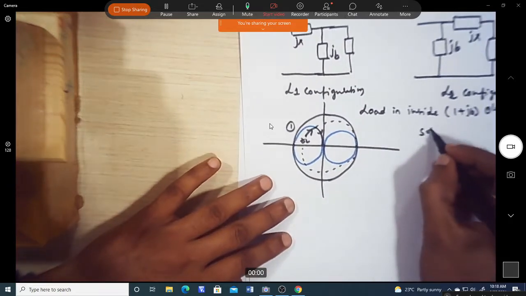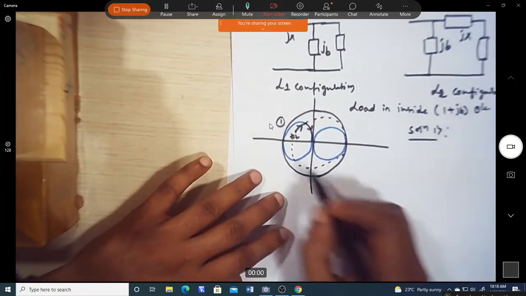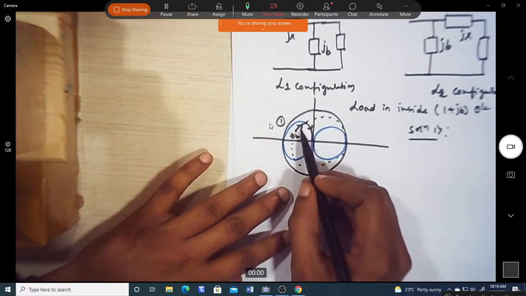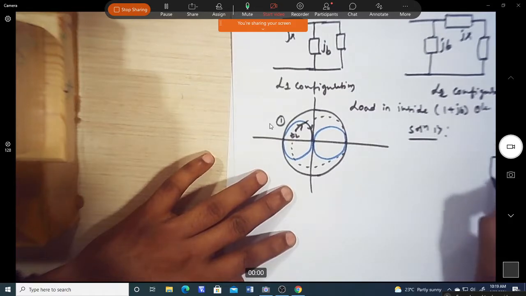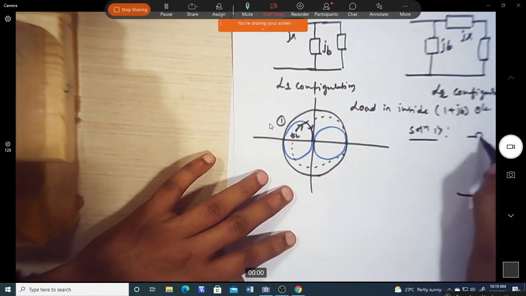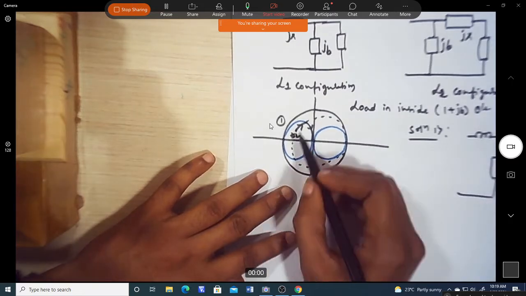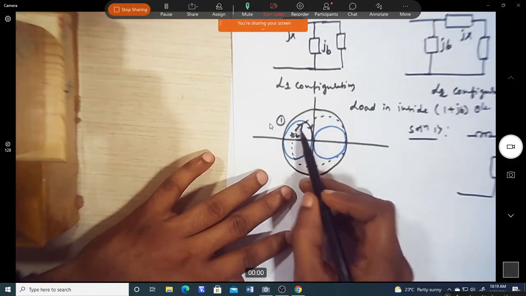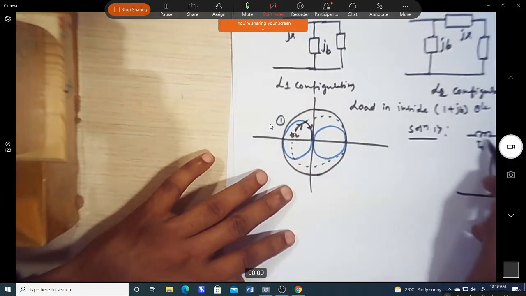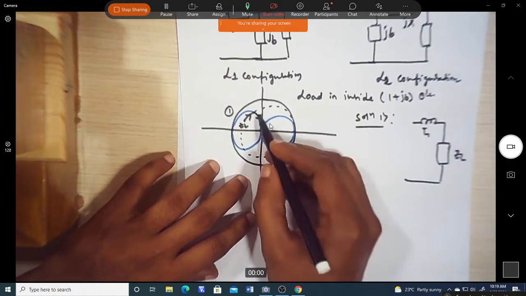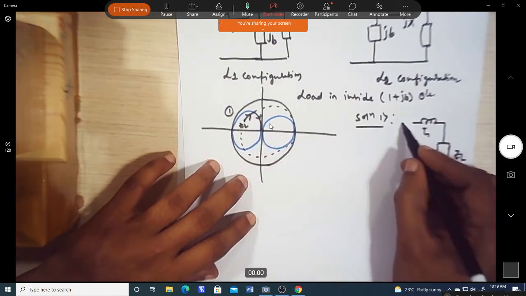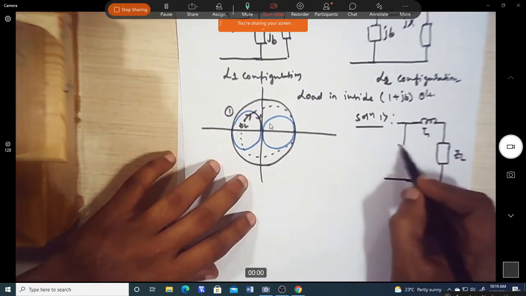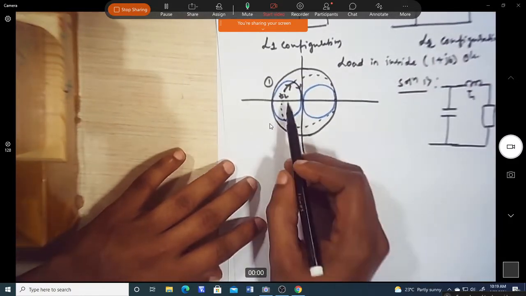Now the first solution is solution 1. First we move upwards on the resistance circle, so we have a series inductor. Since we are moving upwards on the resistance circle, this much is the reactance offered by the inductor, and later we have to calculate the value of L. Similarly, we move on the conductance circle downwards, so we have a shunt capacitor. So this is solution 1.